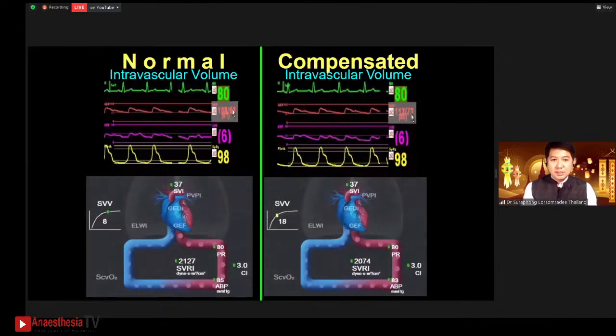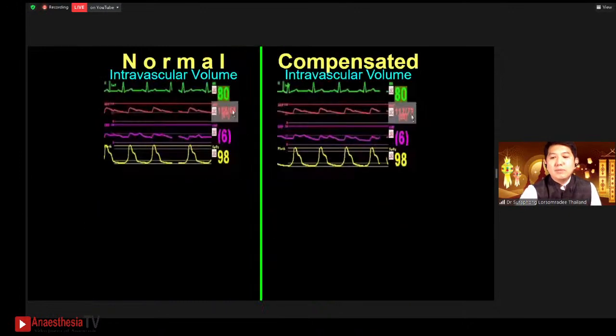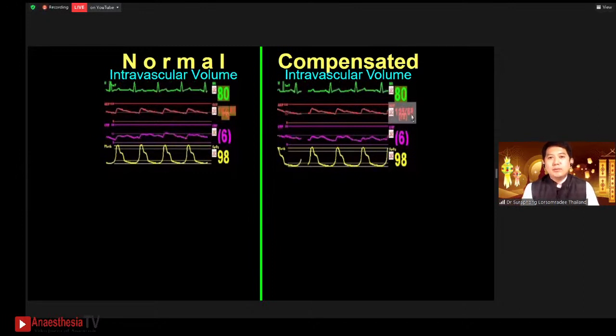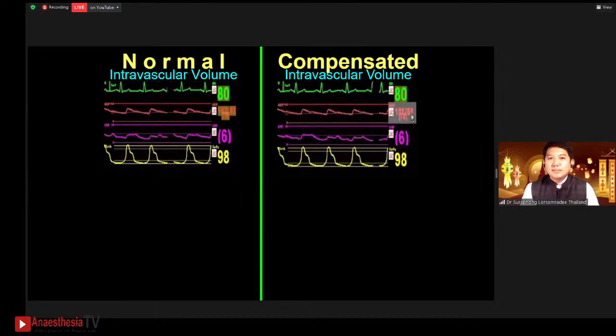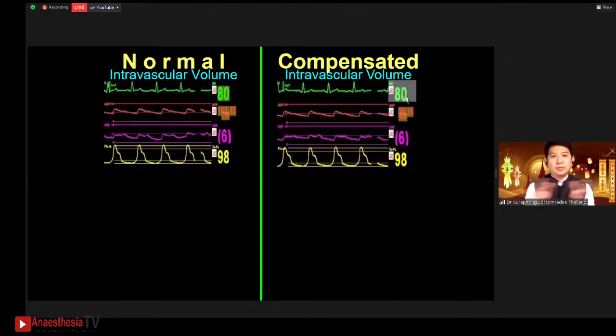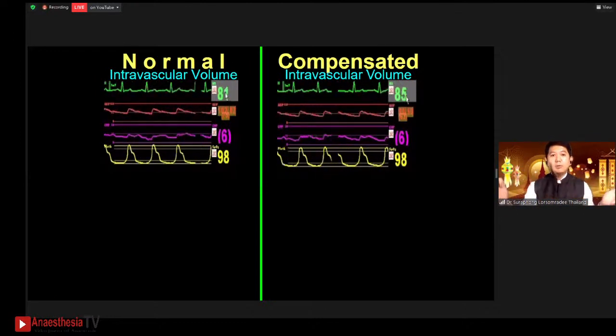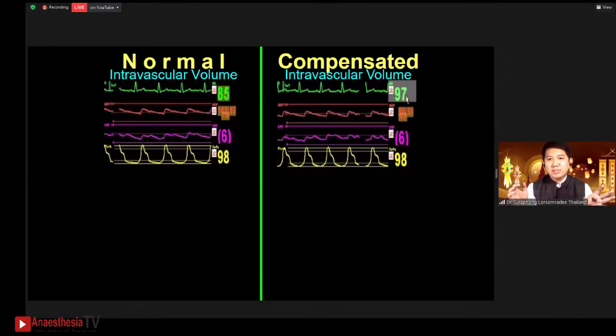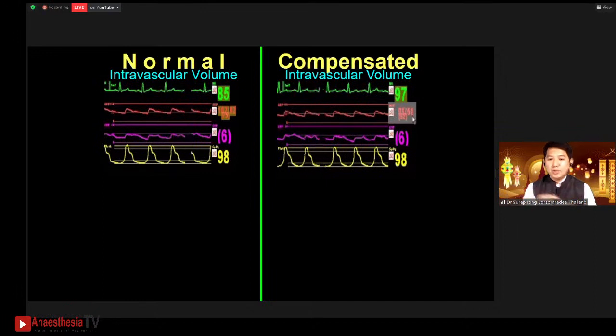For example, if we have the intravascular volume like this, the first group is the normal intravascular volume. The second group is a compensated intravascular volume. When we generate something like vasodilatation, like a propofol bolus, we can see that in the first group the blood pressure is not changed, but in the second group the blood pressure is changed.